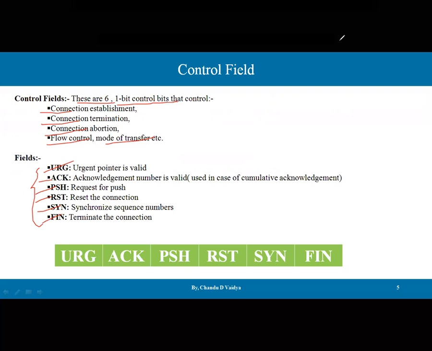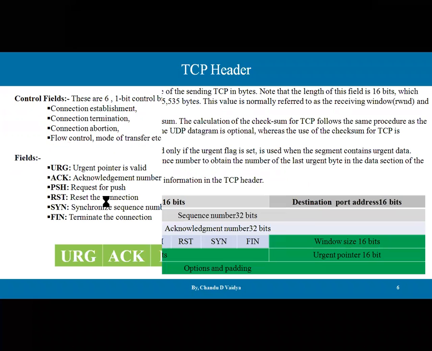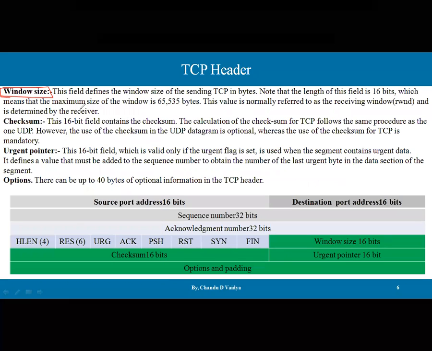Okay, so let's take another field available in this TCP header: the window size. This field defines the window size of the sending side TCP in bytes. Note that the length of the field is 16 bits, which means the maximum window size will be 2 to the power 16, which is 65,535 bytes, counting from zero.